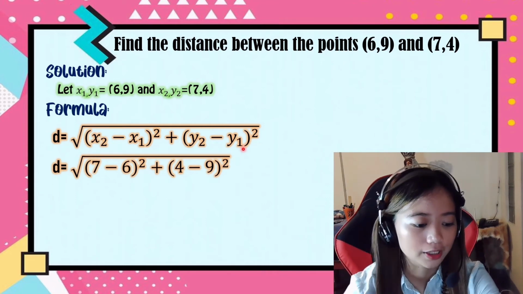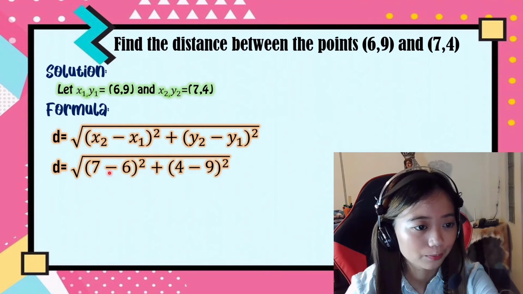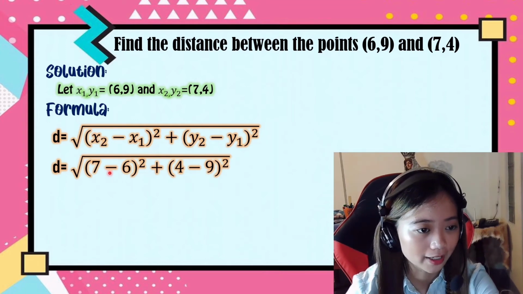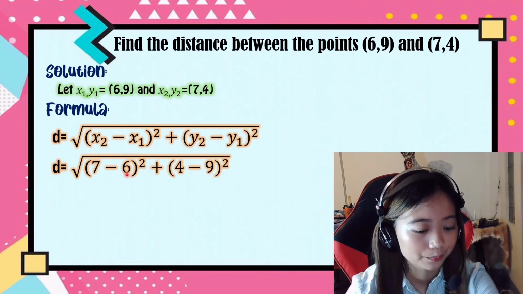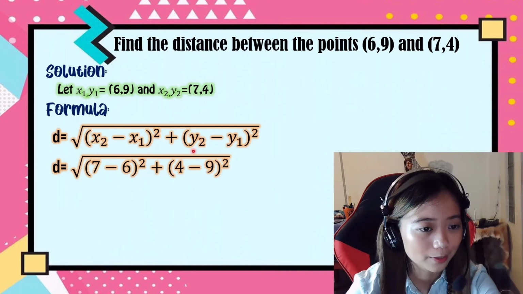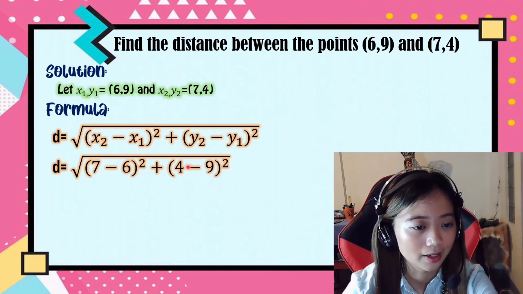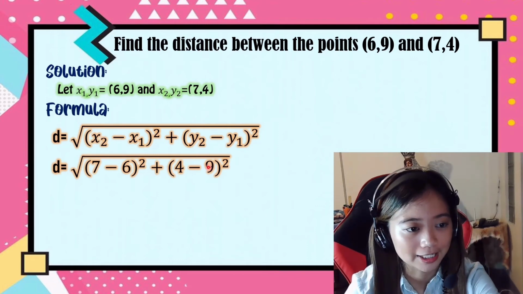And all we need to do is to substitute the corresponding values. So, the value of x sub 2 is equal to 7 and the value of x sub 1 is equal to 6, raised to the second power. Plus, the value of y sub 2 is 4 and the value of y sub 1 is 9. So, we have the quantity 4 minus 9 raised to the second power.